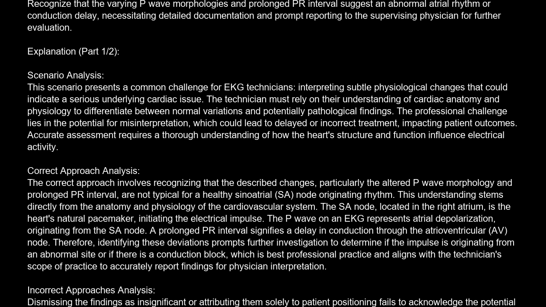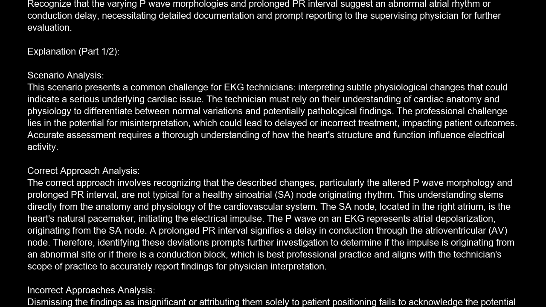Correct approach analysis. The correct approach involves recognizing that the described changes, particularly the altered P-wave morphology and prolonged PR interval, are not typical for a healthy sinoatrial (SA) node originating rhythm. This understanding stems directly from the anatomy and physiology of the cardiovascular system. The SA node, located in the right atrium, is the heart's natural pacemaker, initiating the electrical impulse. The P-wave on an EKG represents atrial depolarization, originating from the SA node. A prolonged PR interval signifies a delay in conduction through the atrioventricular (AV) node.